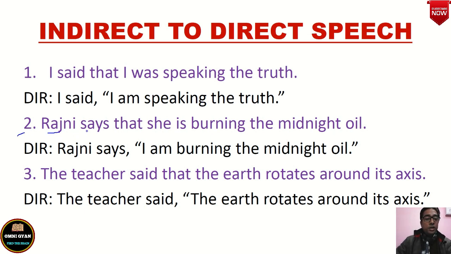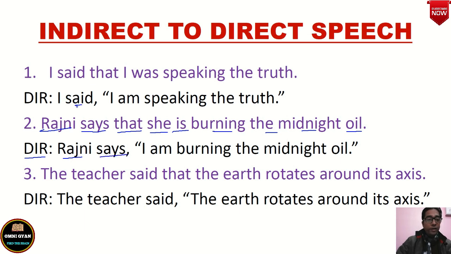Number 2, Rajni says that she is burning the midnight oil. Up, because here there was I, that is why this I was there, because it is I and there is no speaker, so I am speaking only. Okay, I am speaking about myself, so both I. But here you see there is another girl's name. Rajni says that she, Rajni, she refers to Rajni, ठीक है, is burning the midnight oil. Full stop. Direct speech. Rajni says.